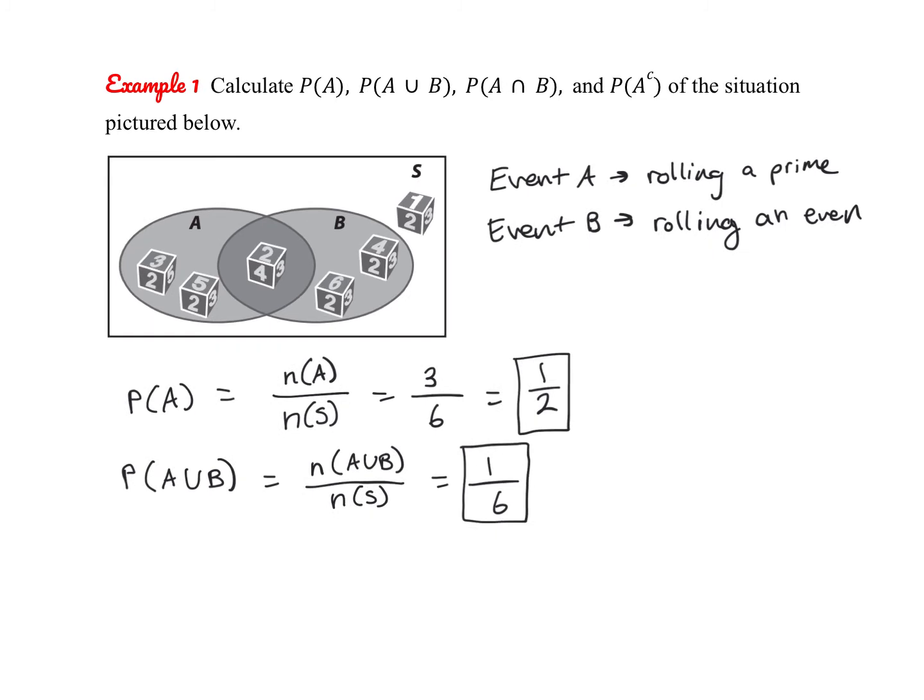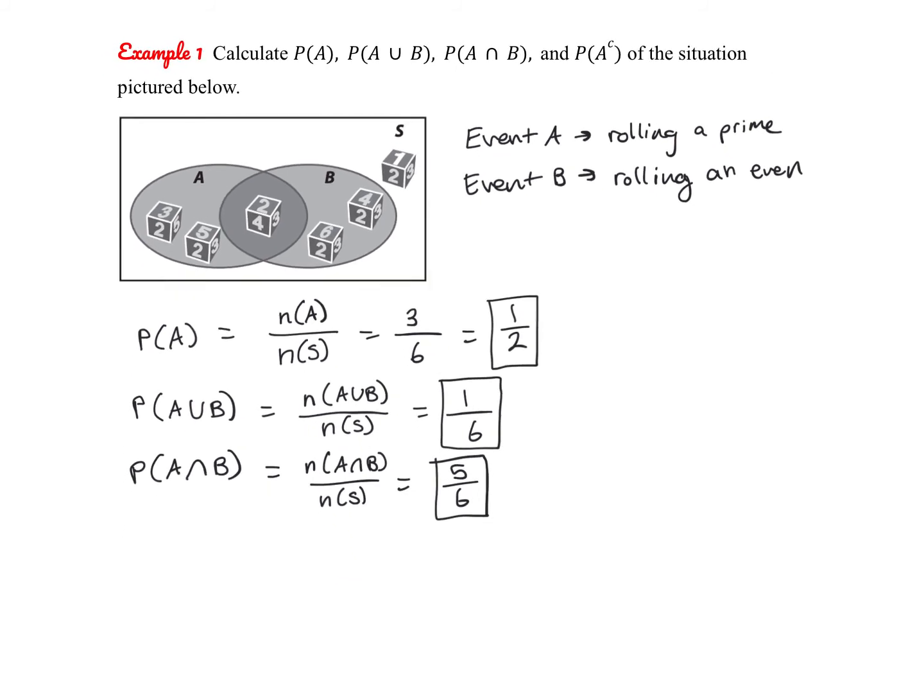Okay, now let's find the probability of the union. So A or B, the probability of rolling an even number or a prime number. Here we want to find the number of outcomes within the union, and then we'll divide it by the total number of outcomes. We can see that there's 5 outcomes within the union. Again, there's 6 possible outcomes in the sample space, so our probability is 5/6.